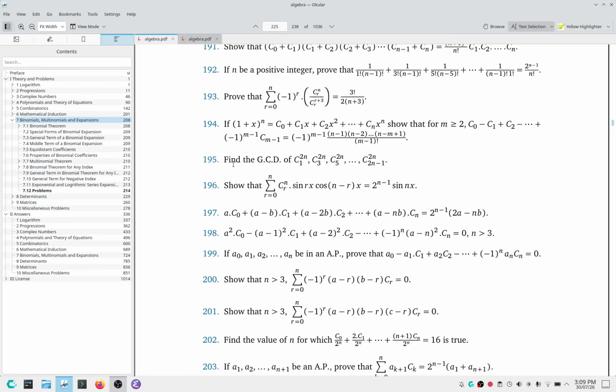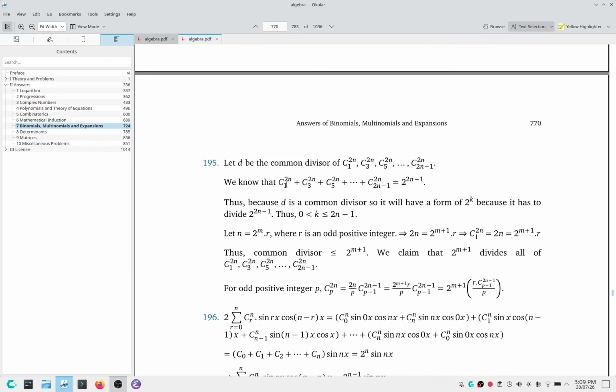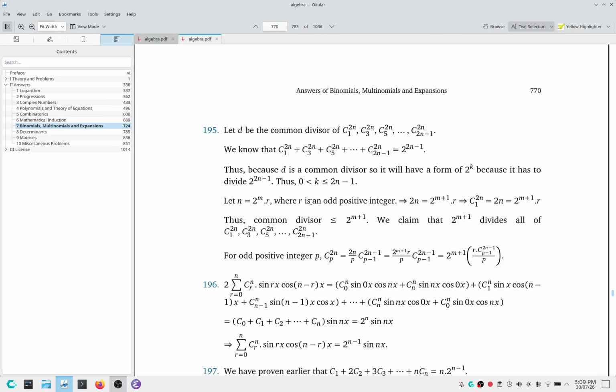Question 195 says find the GCD of 2nC1, 2nC3, 2nC5 up to 2nC(2n-1). So we know that the sum of these terms is equal to 2^(2n-1). Thus, because D is a common divisor, it can have the form 2^k because it has to divide 2^(2n-1). Thus, k will be between 0 and 2n-1.